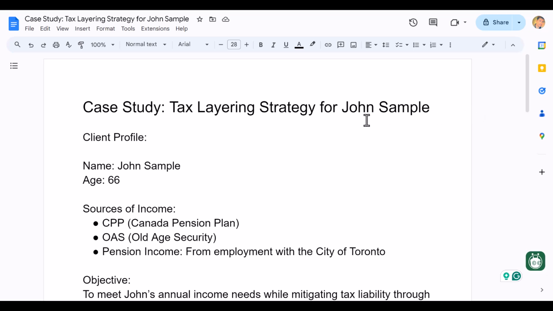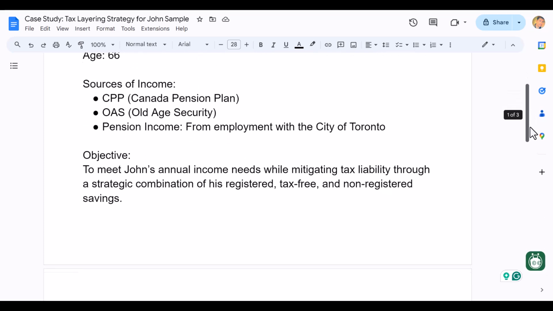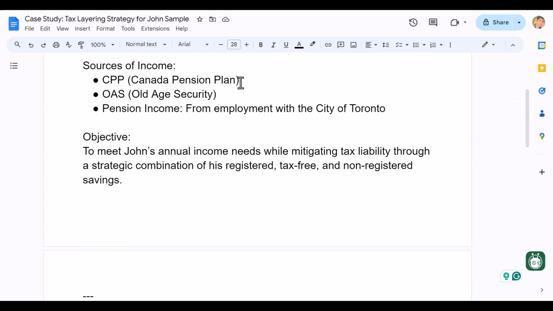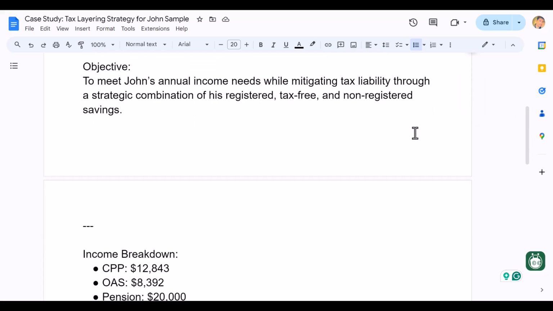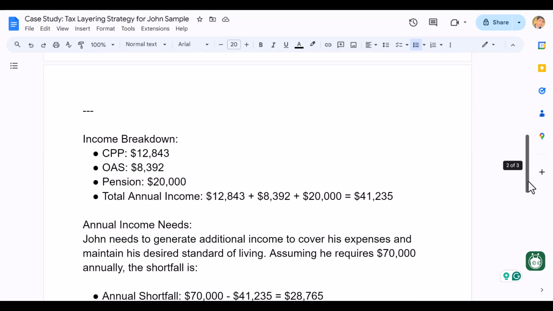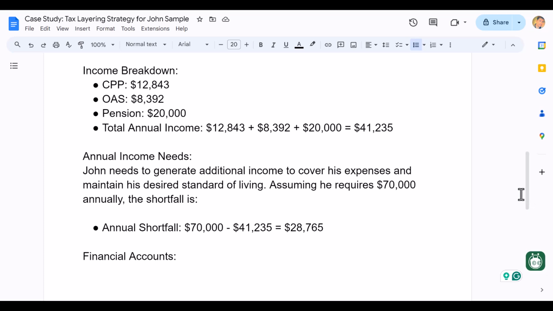What we're going to talk about today is tax layering. Tax layering essentially means that we're going to look at our sample client, John Sample's income, and try to give him the best tax outcome. John's income is comprised of Canada Pension Plan, Old Age Security, and his pension income from the City of Toronto. The objective here, as I stated, is to give him the best tax results. So we're going to look at his fixed income sources and his variable income sources, and we're going to try to give him the best tax outcome.